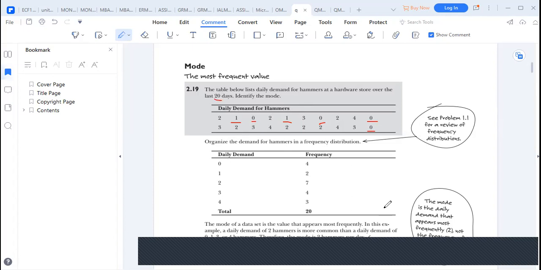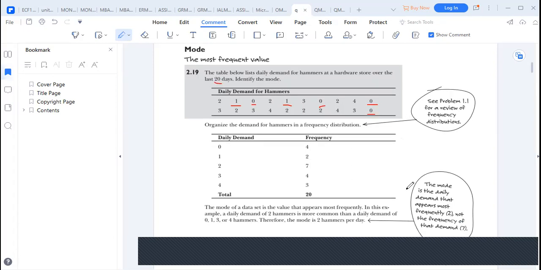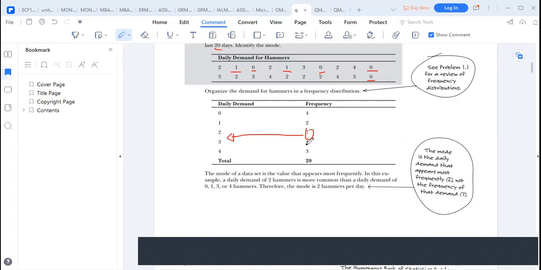So in this case, we're able to identify our mode. The mode is simply the highest frequency. Here the highest frequency is 7, so the mode of demand is 2. There are many 2s appearing here, so 2 is the highest. Suppose we had 4 there and 4, we could also have a bimodal frequency. Mode simply is the highest frequency.